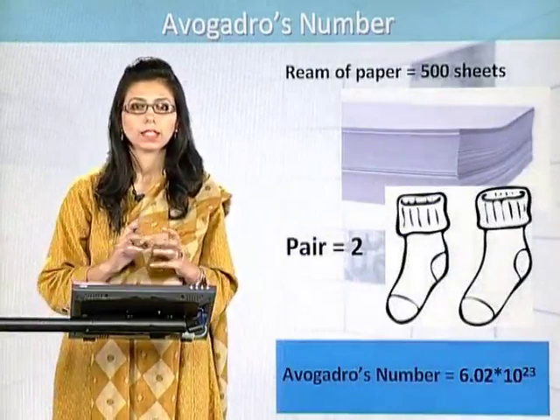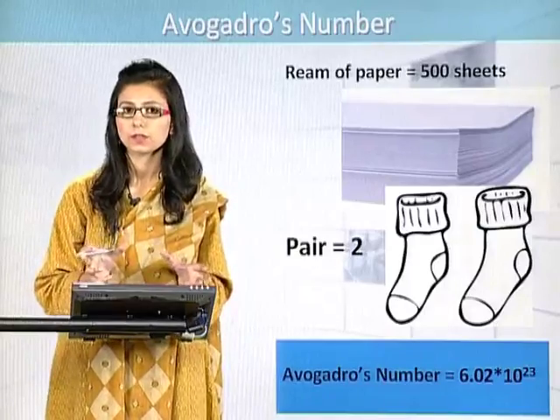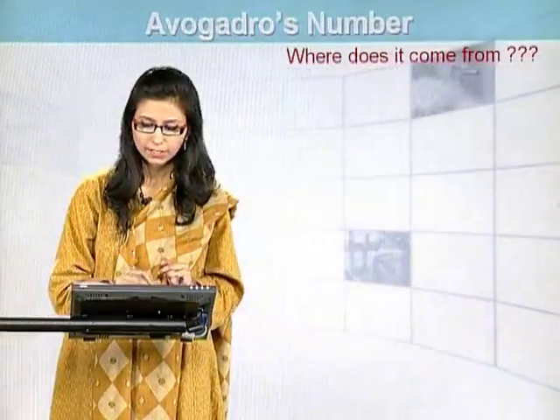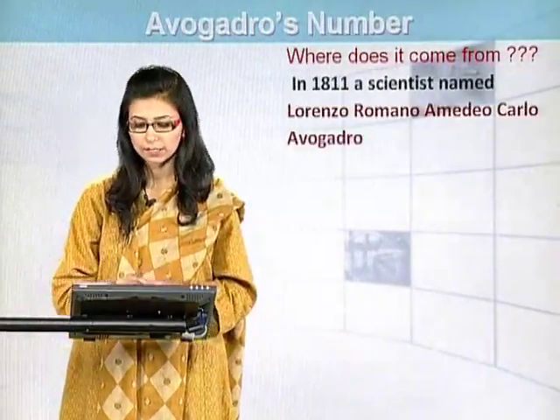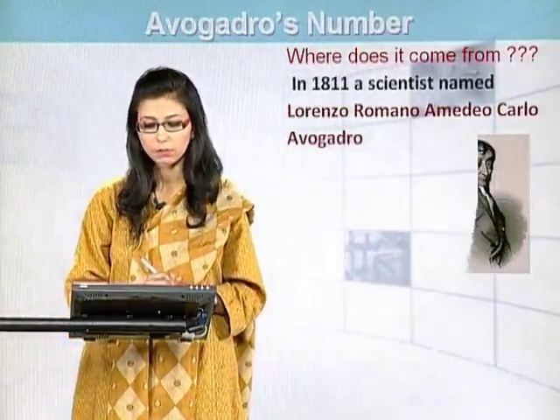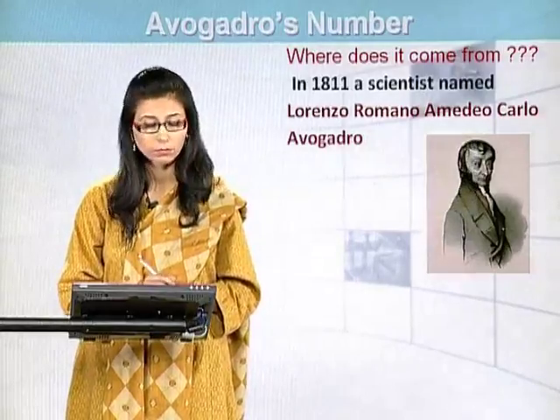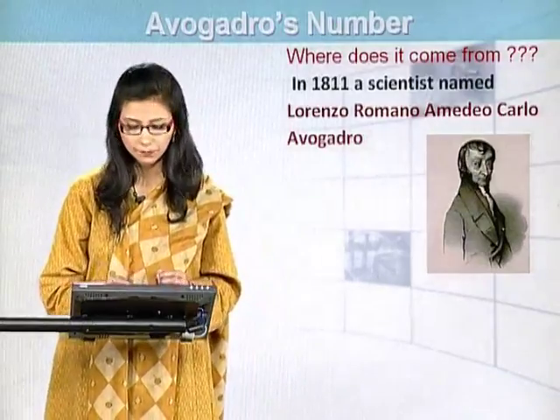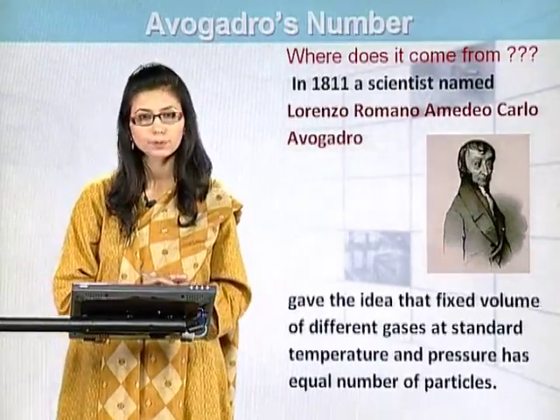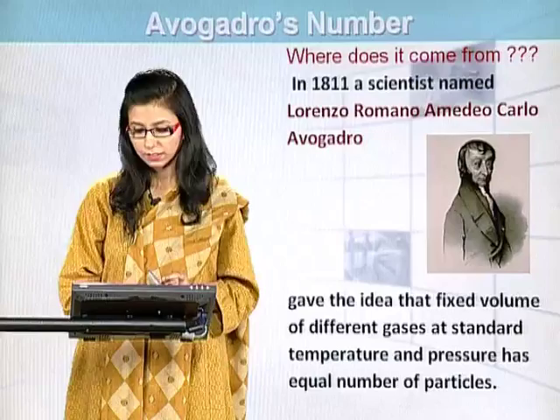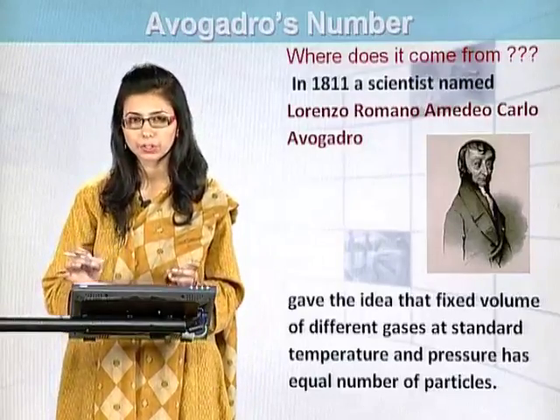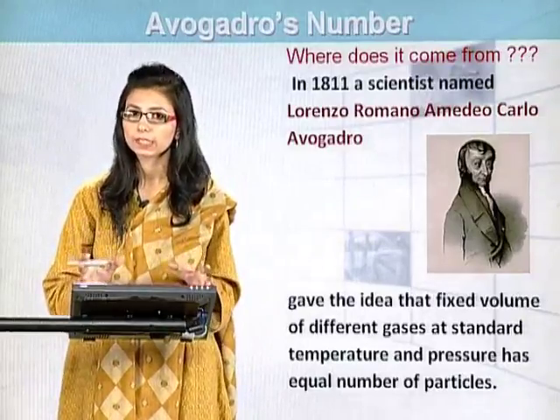Avogadro's number, this quantity comes to mind, but what type of unit is this? Where does it come from? In 1811, a scientist named Lorenzo Romano Amedeo Carlo Avogadro, such a big name, but we will stick to the more familiar version, which is Avogadro. Avogadro was the scientist who proposed the idea that fixed volumes of different gases at standard temperature and pressure contain an equal number of particles.